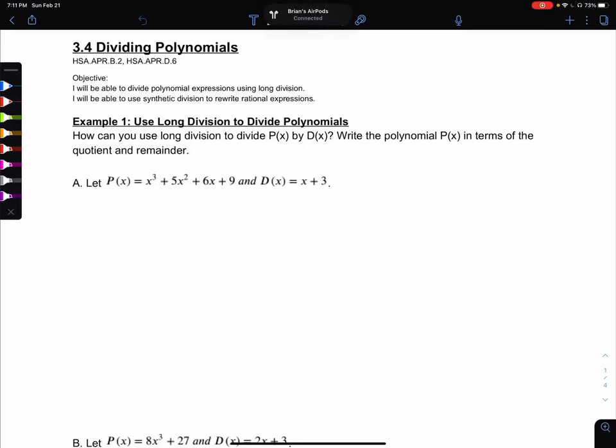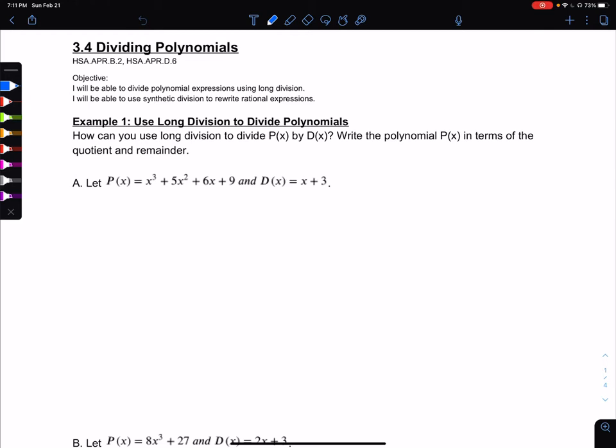In this video, we're going to look at dividing polynomials using long division. So example 1: how can you use long division to divide p of x by d of x? And they want us to write the polynomial p of x in terms of the quotient and remainder. So part A, let p of x equal x cubed plus 5x squared plus 6x plus 9, and d of x is going to be equal to x plus 3.